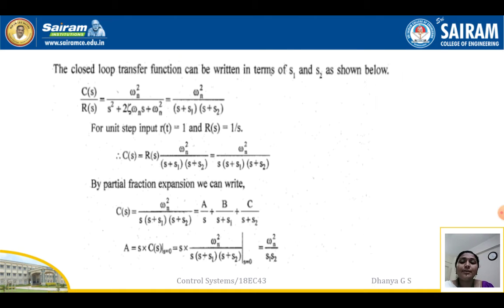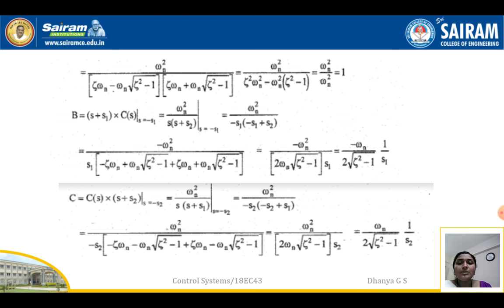So you will get C of s is equal to a by s plus b by s plus s1 plus c by s plus s2. Previously also you have found the values of a, b, c. Same thing you have to do here also. So a can be found by multiplying C of s by s and letting s equal to 0, you can get the value. Once you do like that, you will get the value as omega n square divided by s1 into s2. Similarly, we have to go for b and c.